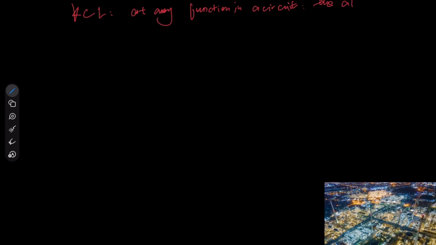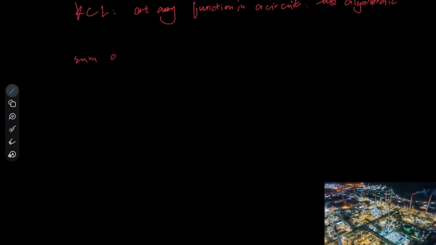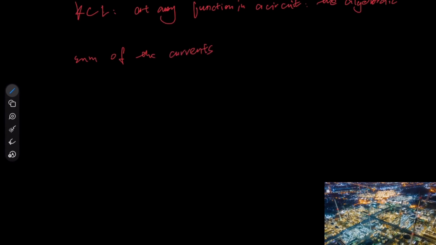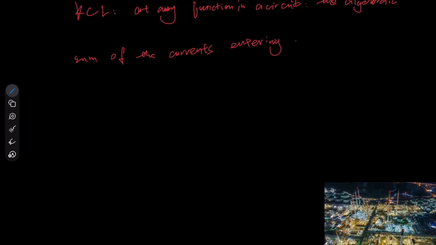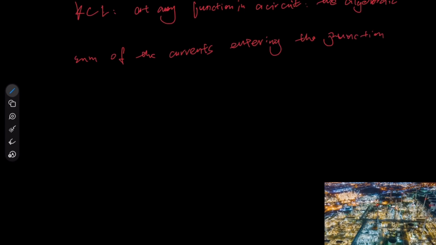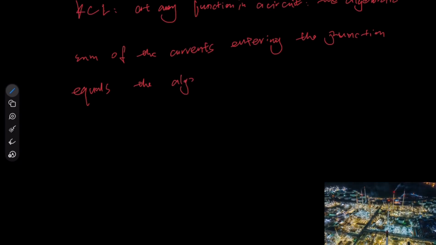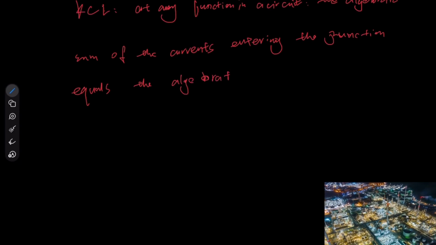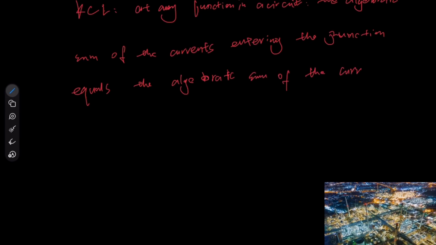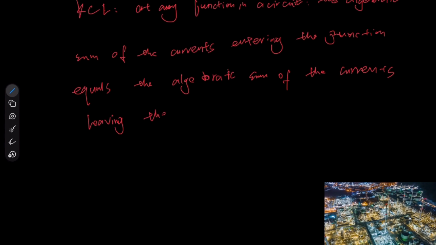the algebraic sum of the currents entering the junction equals the algebraic sum of the currents leaving the junction.